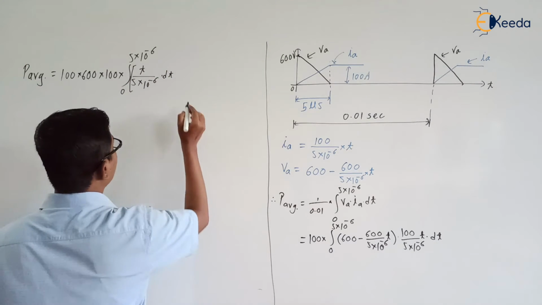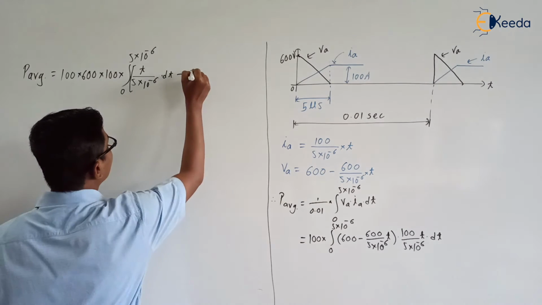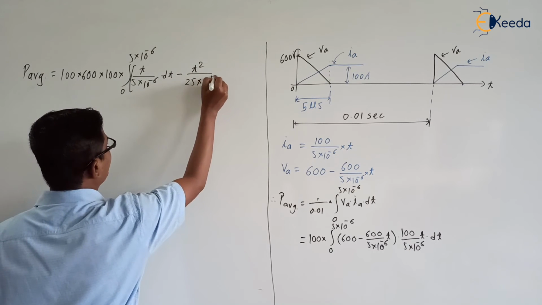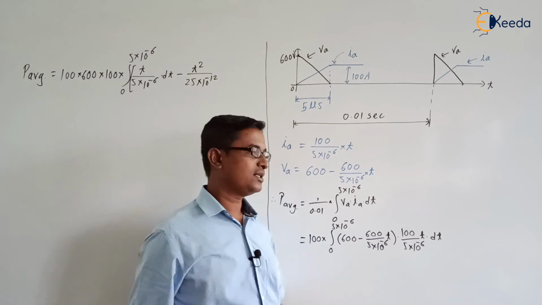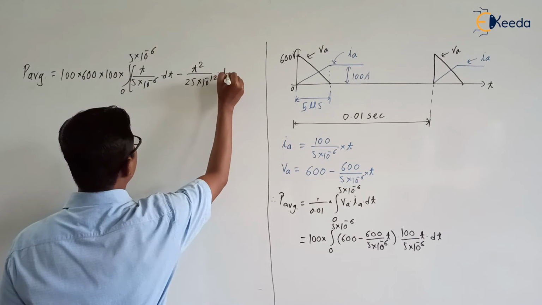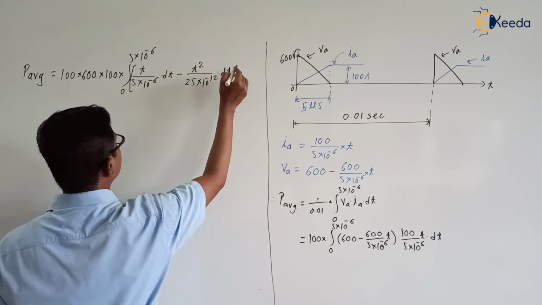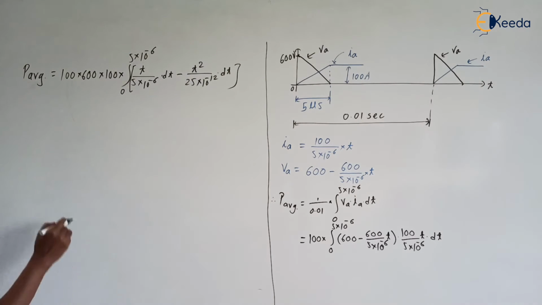Minus t square by 25 into 10 to the power minus 12. So it is t upon this term into t upon this term, so it is t square by 25 into 10 to the power minus 6 into dt. Overall into dt we can write. So this can be simplified as 100 into 600 into 100.